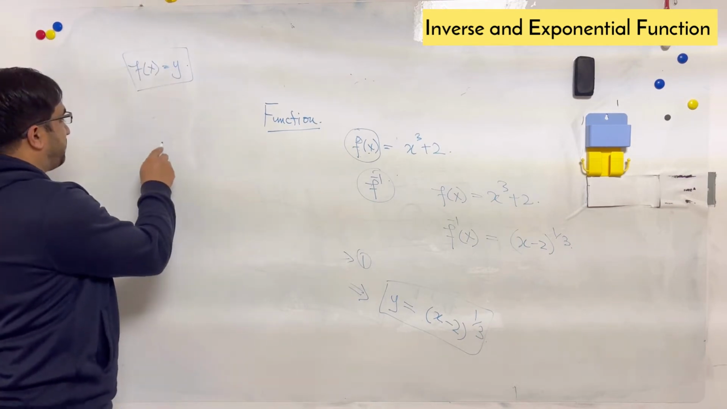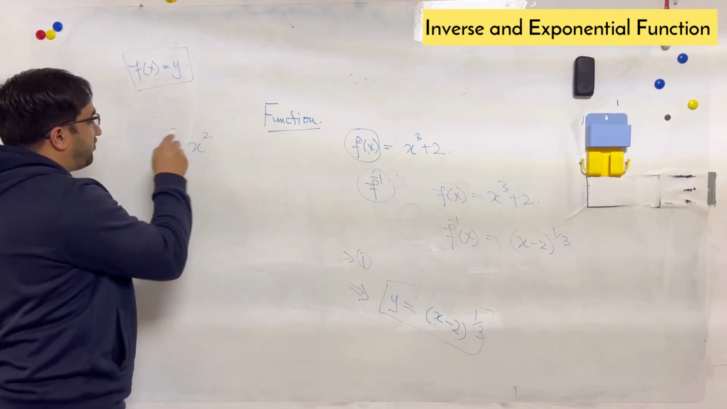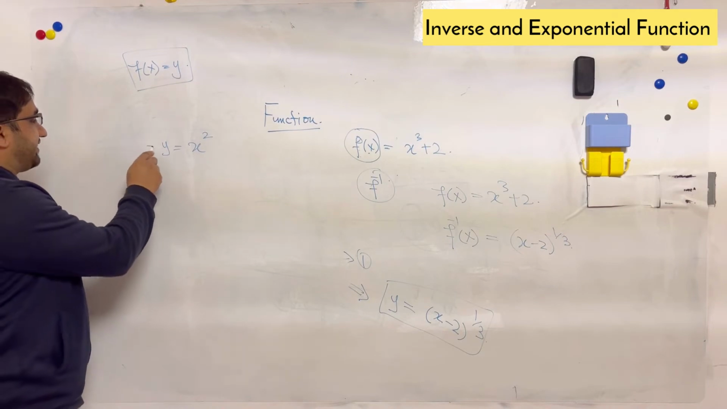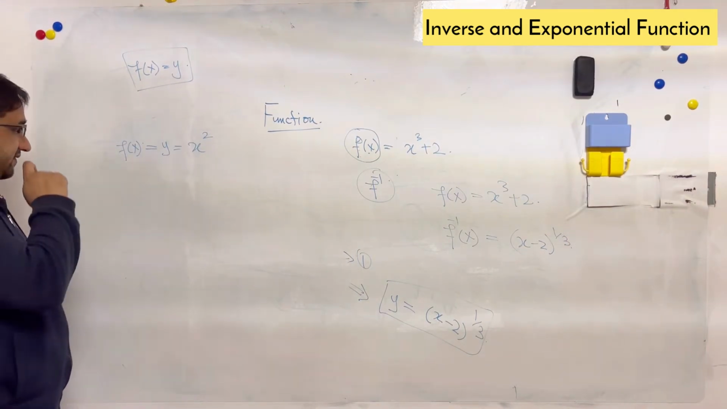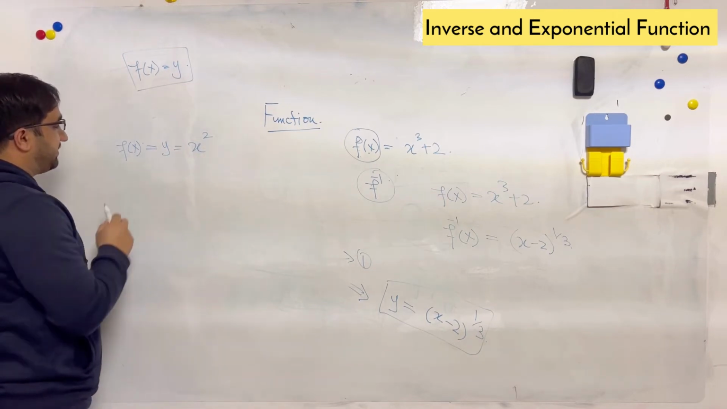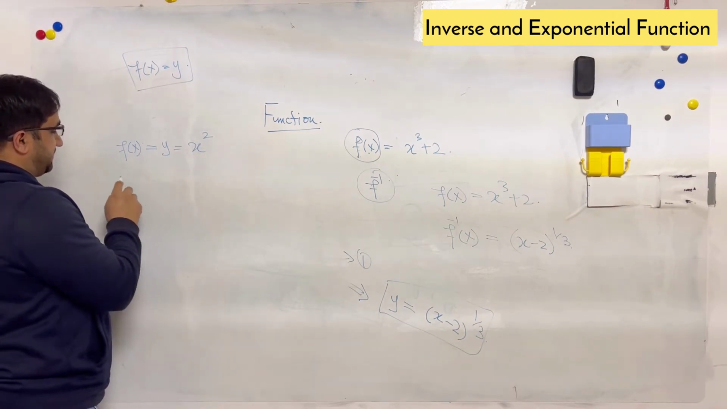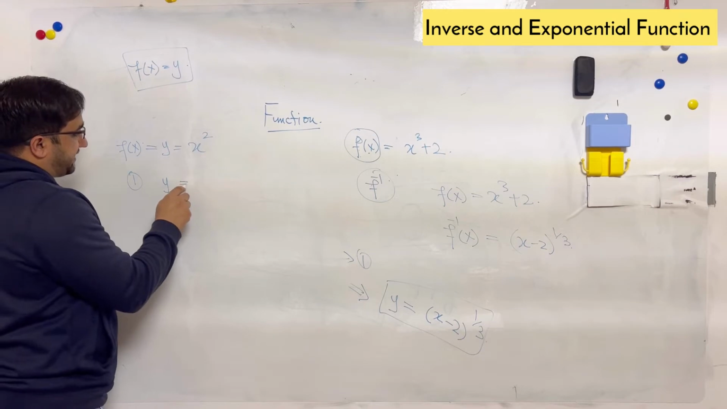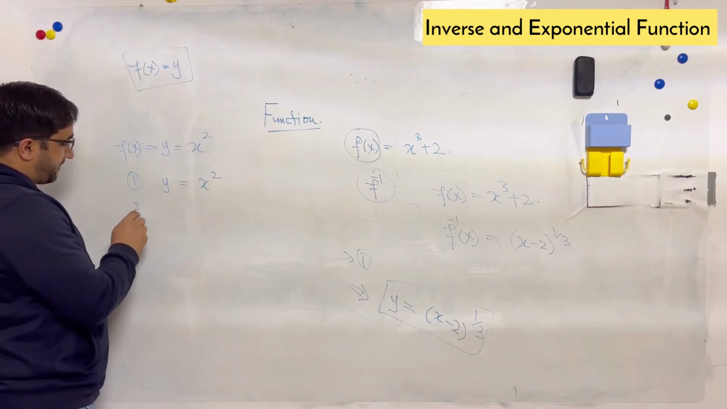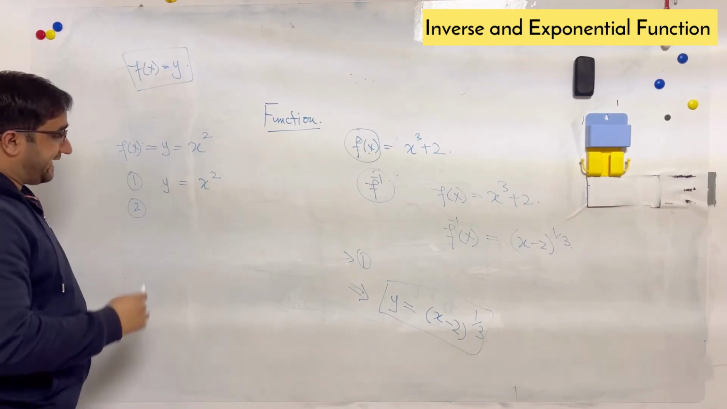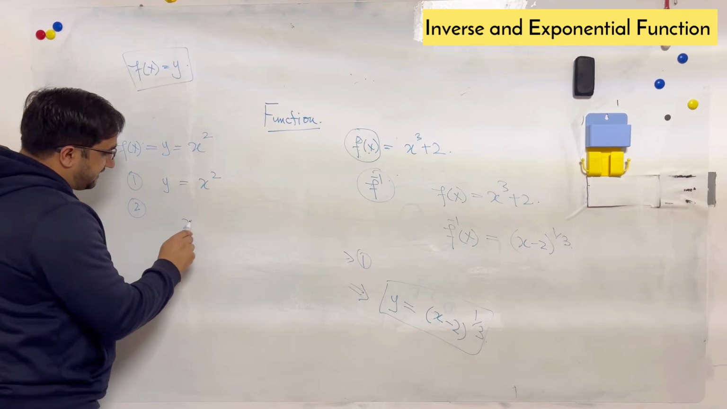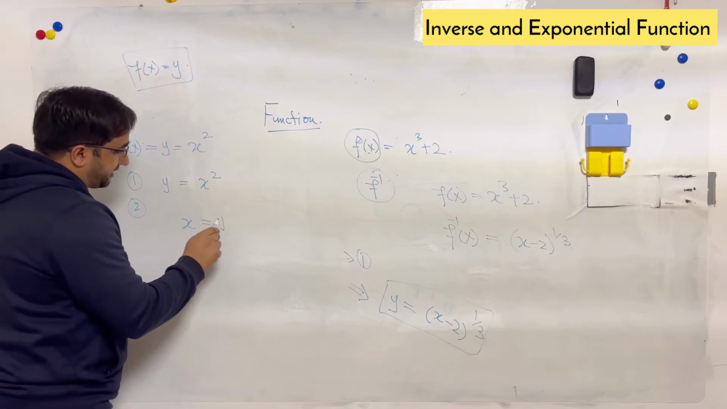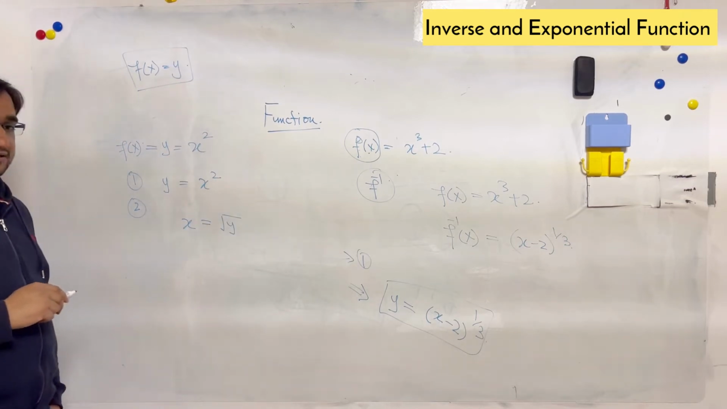Now if we have function y equals x square, this is f of x, then what will be the inverse function for this? Can you help me to find? Very simple. Step 1, write it as y equals x square. Step 2, eliminate x without any power. I have x square, so to eliminate x, I can take square root on both sides. So I will get x is equal to under the root y. Am I right?